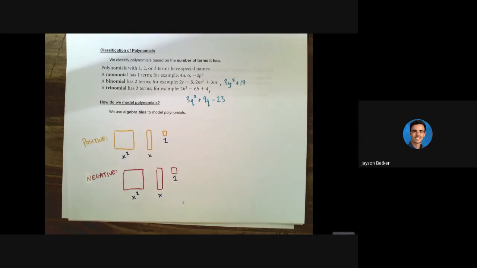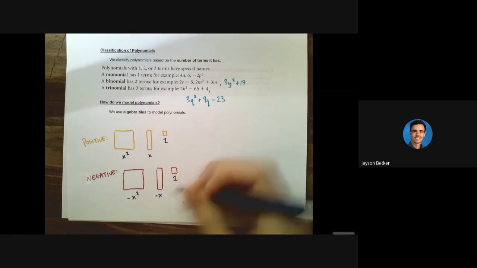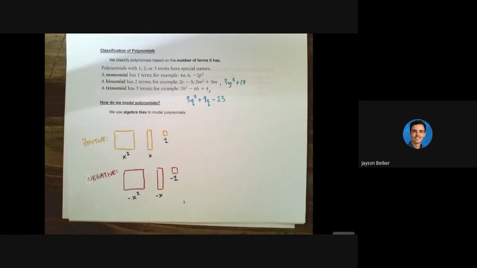Now the difference here is the red represents the negative. So this is negative x squared, negative x, and negative 1. So there are our algebra tiles, and you're going to have some practice problems to do in the textbook. I've got a couple that I want to do together with you first. Oops, got my paper.